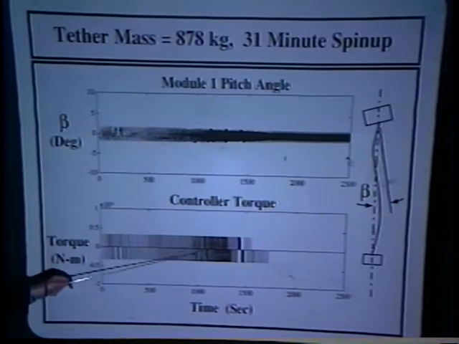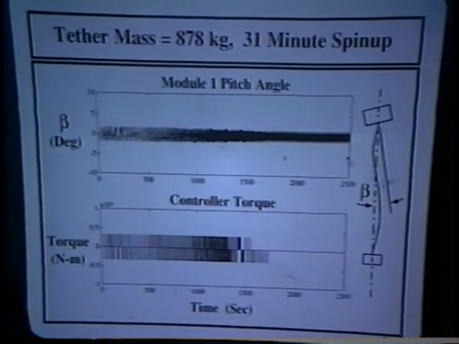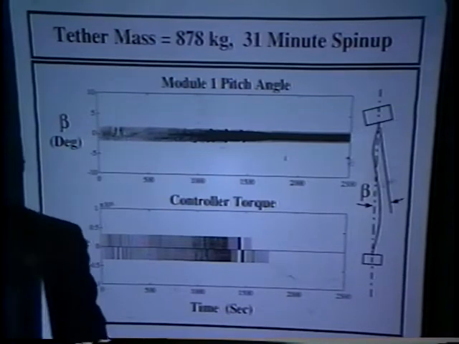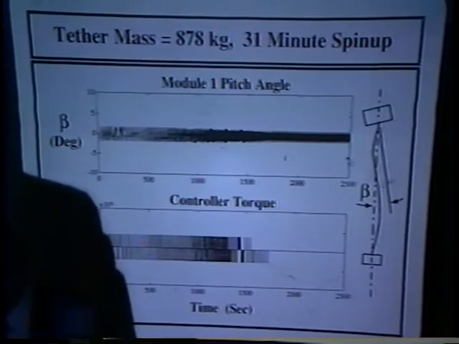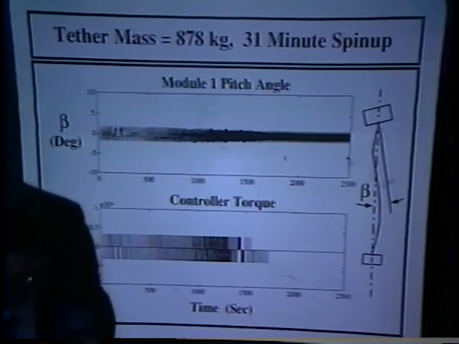So this shows that by changing the module spin-up time, the time to spin up to the desired rotation rate, one can reduce the disturbance environment that the modules are subjected to, and therefore the control effort required. So there's a trade-off actually between the safety factor of the tether and the amount of time that it will take to spin the overall configuration up.